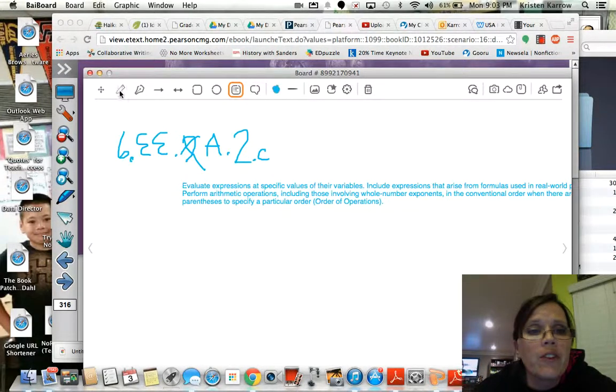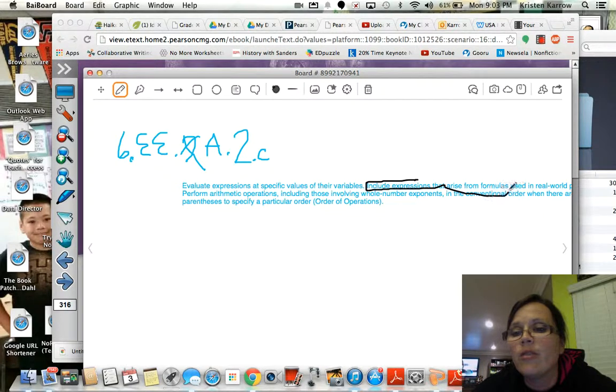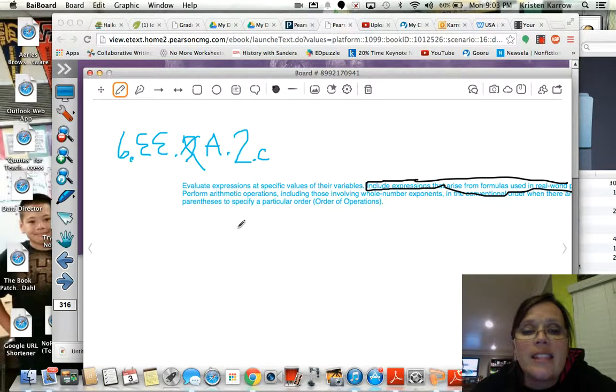But what we're going to focus on is this part right here that says include expressions that arise from formulas used in real-world problems. And that's hard to circle. All right, we'll worry about the rest of it later, but this standard means that you have to know formulas.